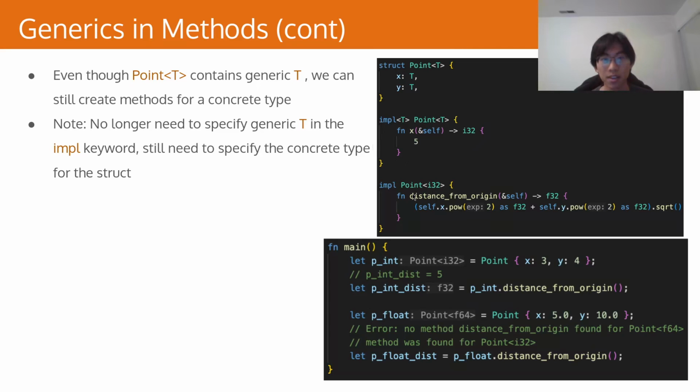So here, we can implement something specifically for points of i32, this distance_from_origin function. And this will only apply to points of the type i32. So here in this first case, this code works. But when we have a point with floats, and we try and access this function, we'll see it's undefined because it's only defined for points with i32, right?